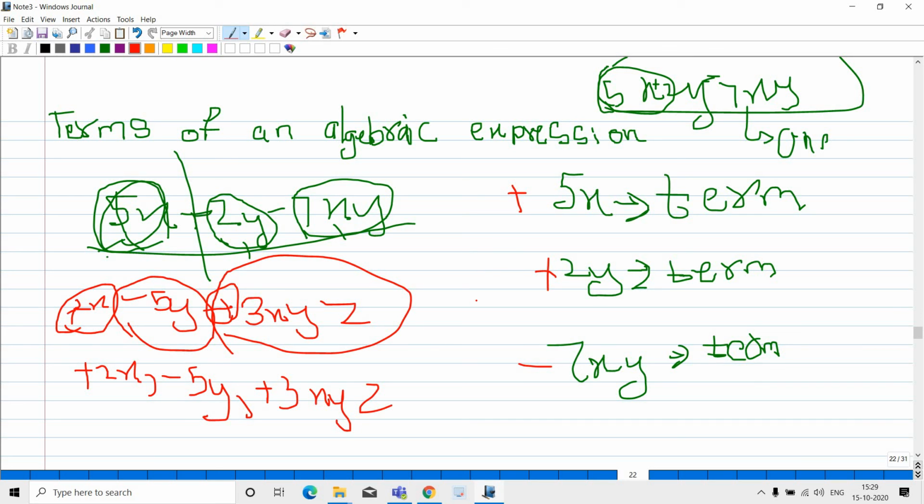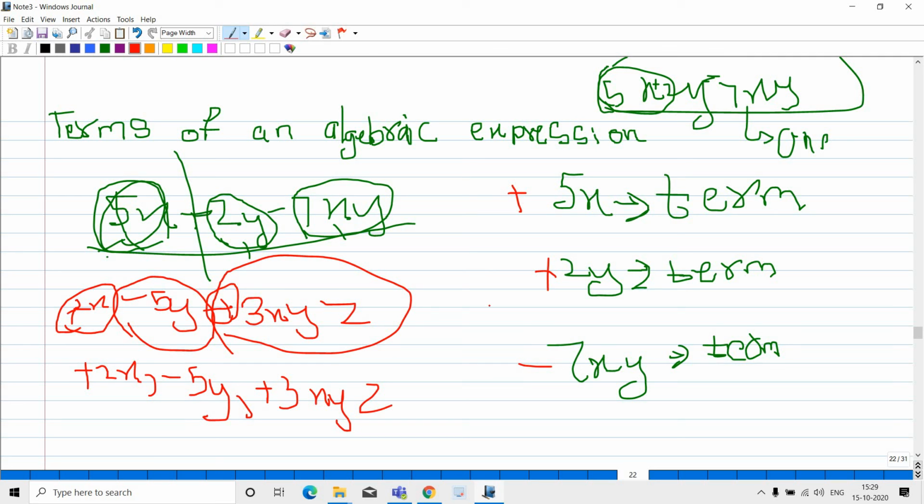So by this we can say what a term is. A term of an algebraic expression: I will repeat the definition again. You should note it, as I can't write on the board; it takes a lot of time, so I'm saying the definition. Several parts of an algebraic expression separated by plus and minus signs are called the terms of an expression.